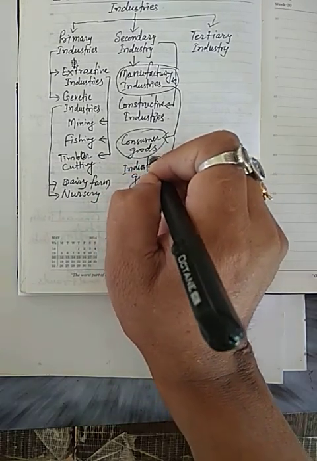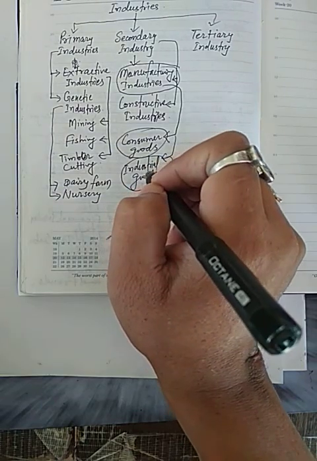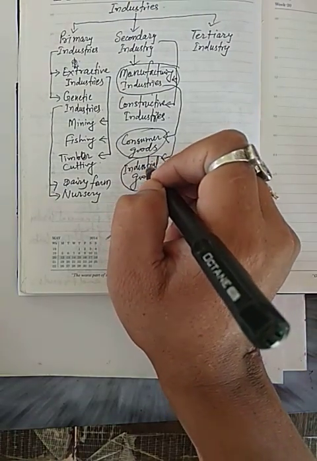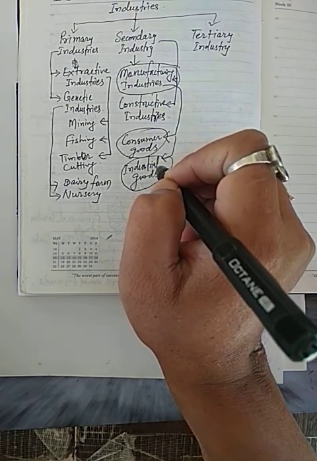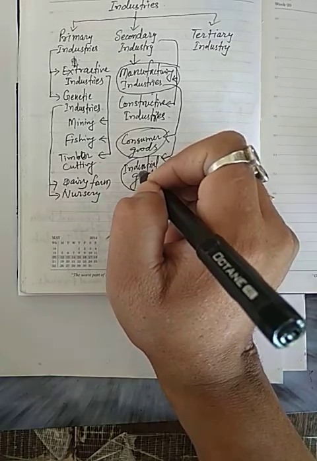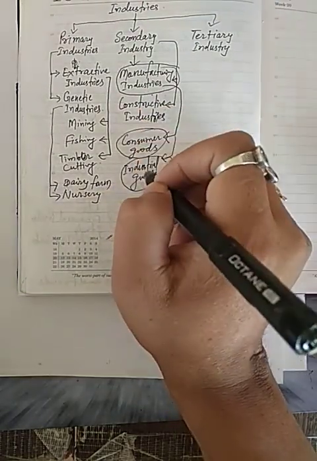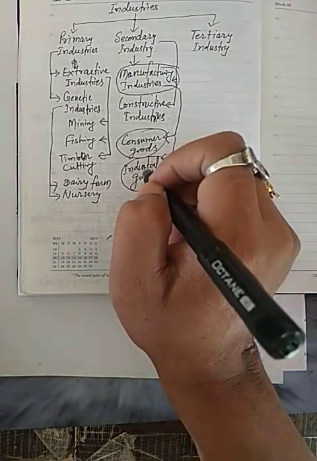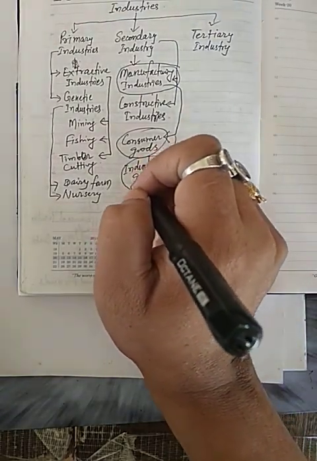Industrial goods are the goods which are produced for manufacturing consumer goods, like machinery, equipment, tools, etc., which are required to manufacture consumer goods.